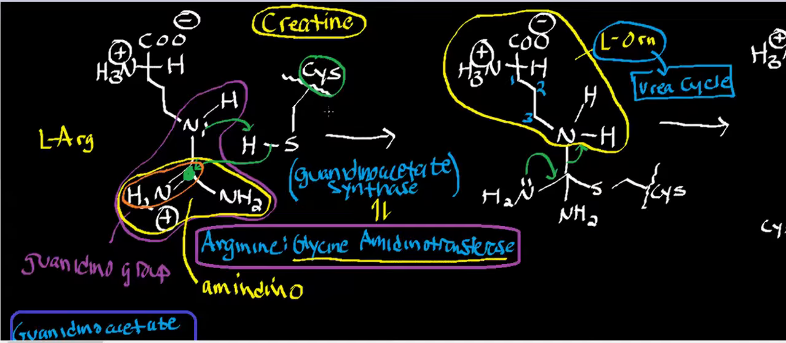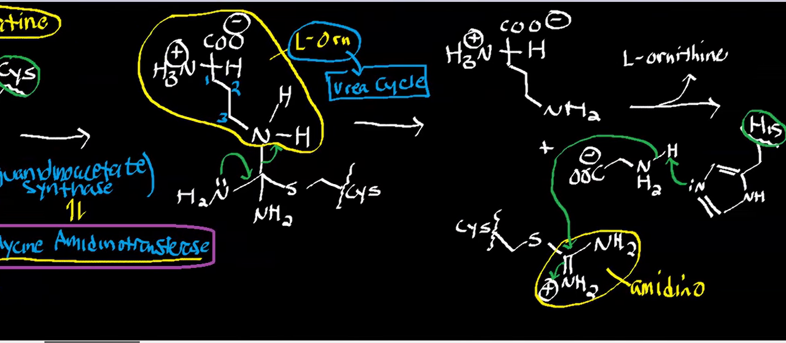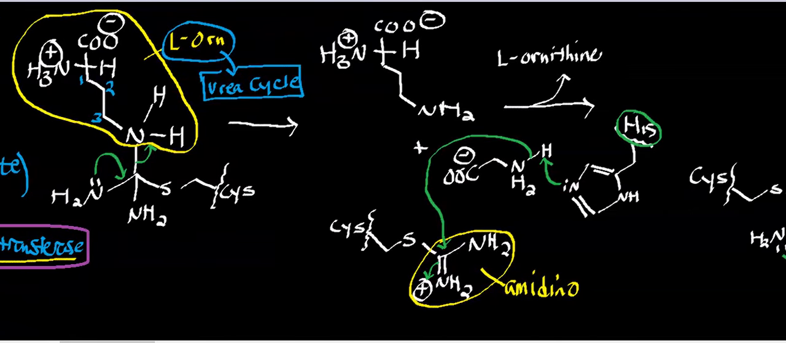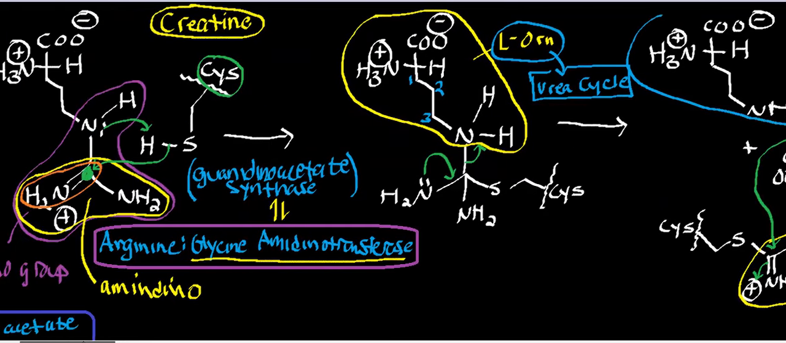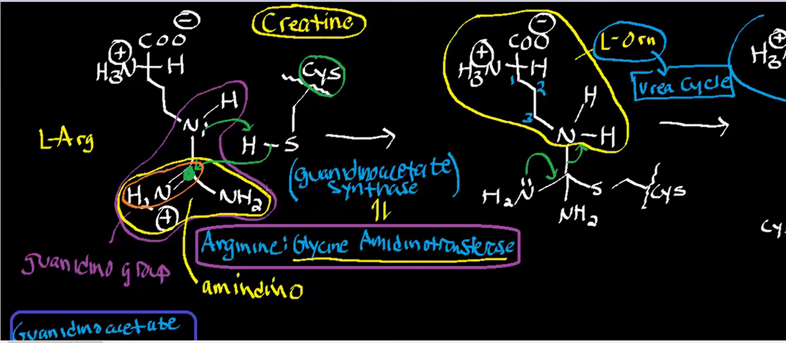Another way is through feedback inhibition. So it turns out that this product that came out in the second mechanistic step, this product right here, which is termed L-ornithine, okay, this guy right here, he can come back and he can feedback inhibit this enzyme. Okay, so ornithine can come back, apart from going to the urea cycle, it can come back and feedback inhibit glycine amidinotransferase.